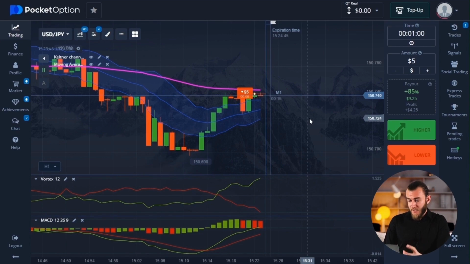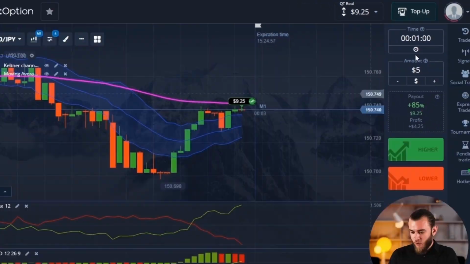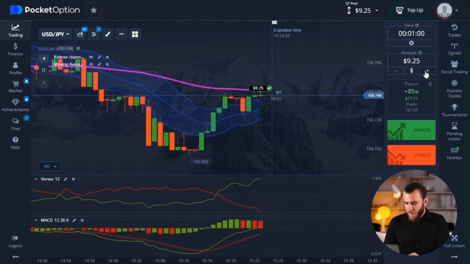Now the first output on the Vortex. In the sideways movement with low volatility, it reacts with a delay. But let's not rush with the conclusions again because we need more tests. We close the first deal with a profit of $9 on the balance, and let's look for another market situation to open deals.